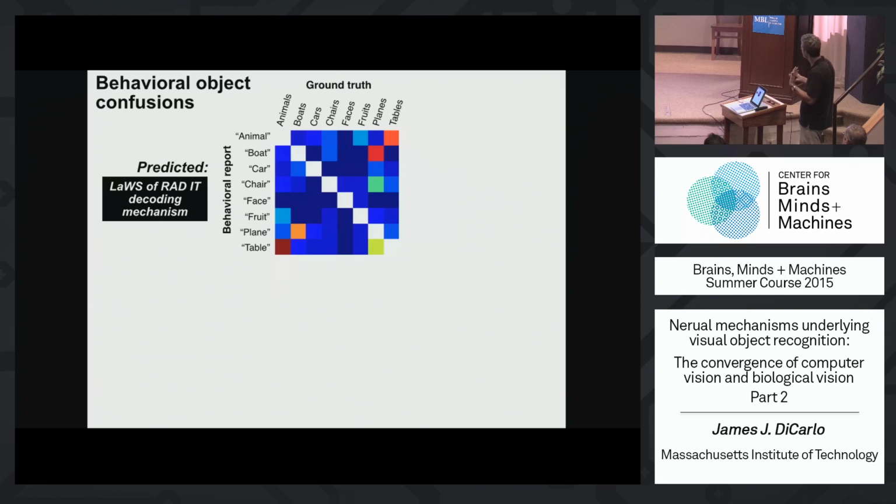But what about the confusion pattern? So not just the absolute d-primes for each of these tasks, but finer grain data, like how often an animal is confused with a fruit or an animal is confused with a face. These are the confusion pattern data here. I'm sorry, I don't have the color bars up.